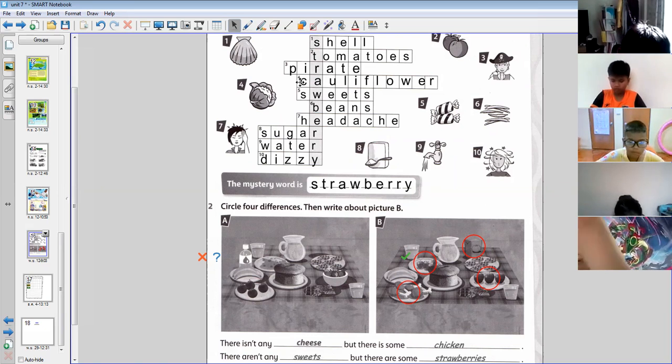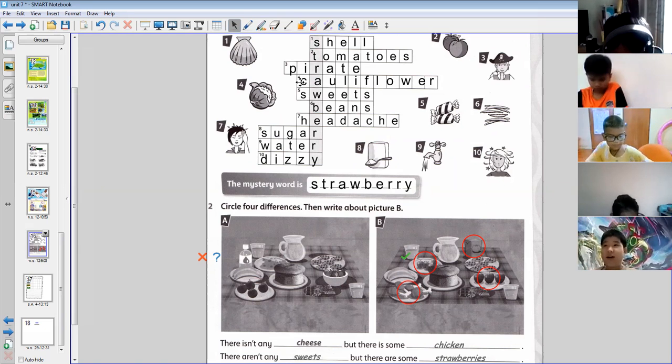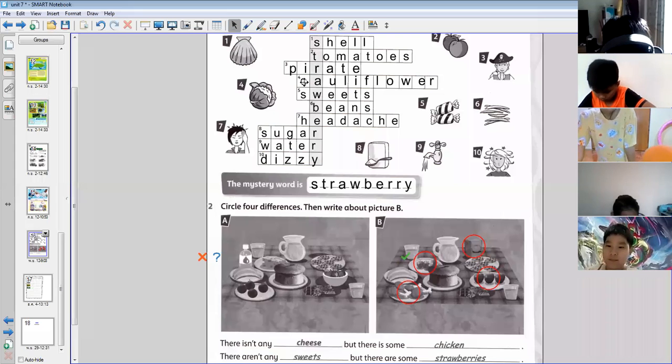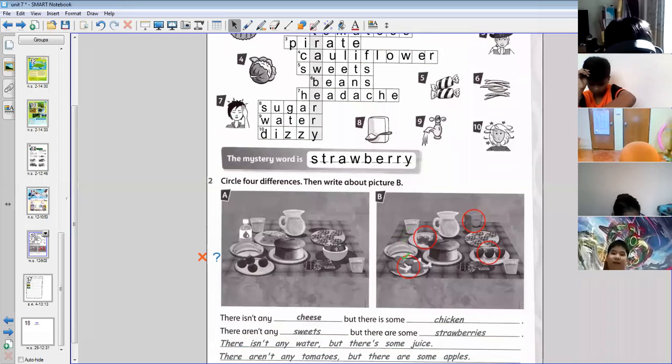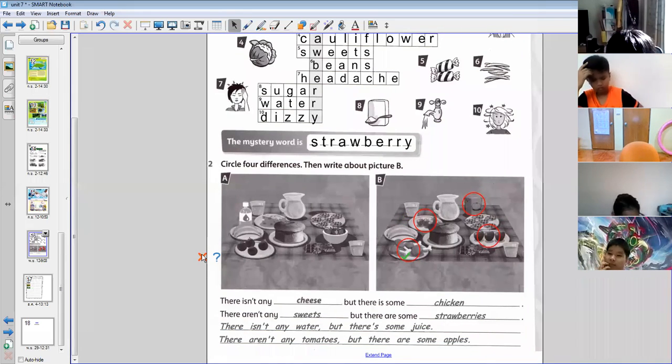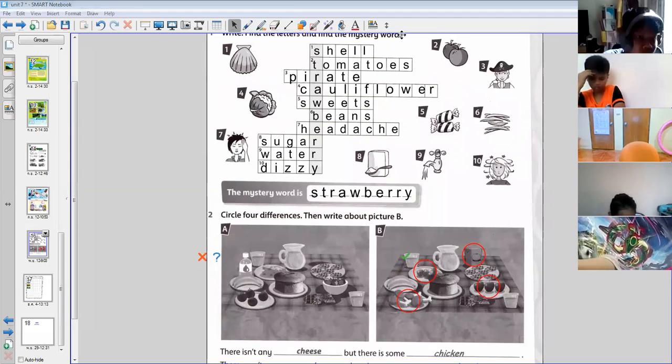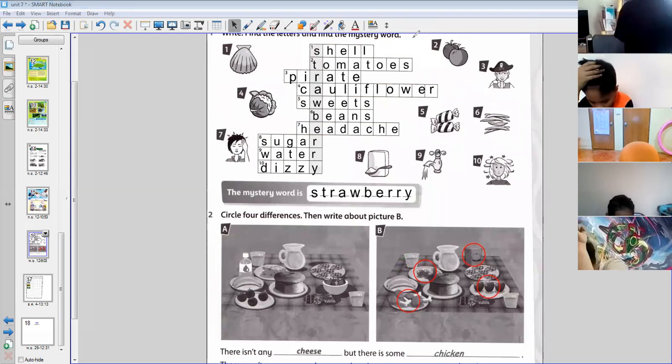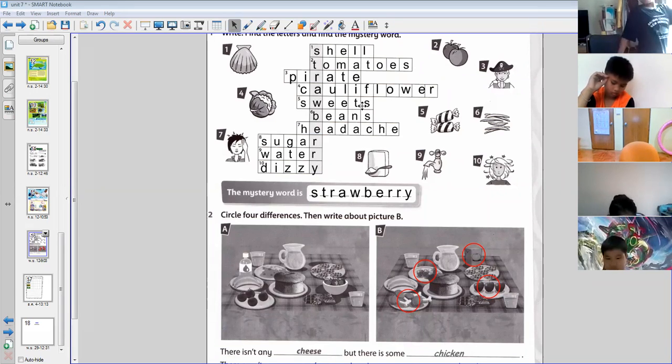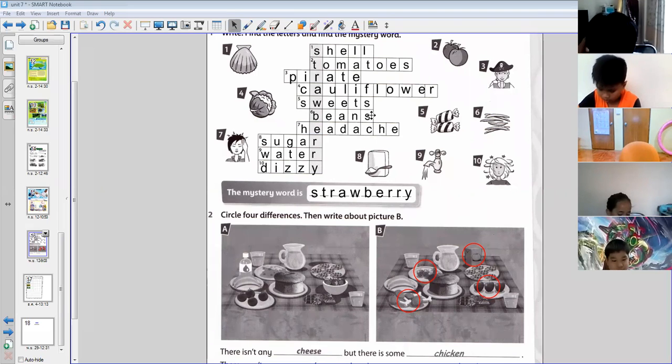Who can make a sentence with cauliflower? There are some cauliflower. There aren't any cauliflowers. So remember, if we say aren't, we need to have the negative. Well done. There aren't any cauliflowers with the S. Okay, good. Who can make sweets? There aren't any sweets. Yeah, if sweets are countable. Maybe you can do beans. There aren't any beans. Beans, yep, okay.